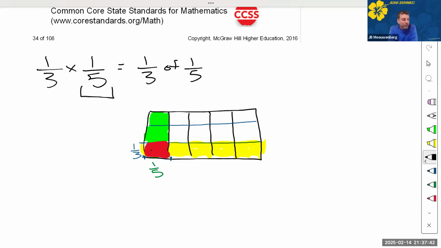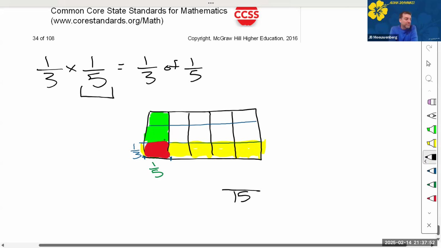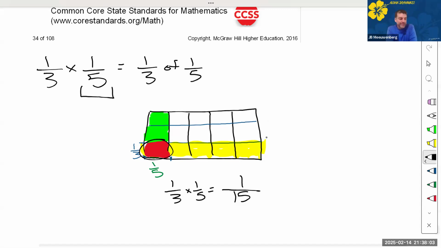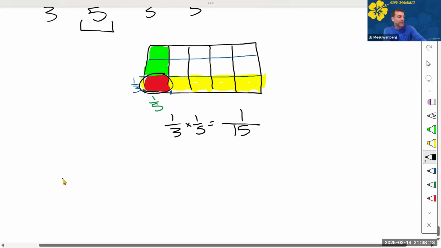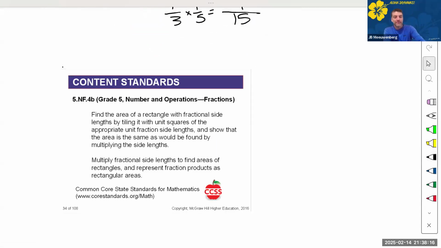And if we compare this little corner to the entire rectangle, how many pieces does our rectangle have now? 5 times 3. And how many of them are shaded? Just that one right there. So we can see from this model that 1/3 times 1/5 is equal to 1 out of 15. That's this representation of an area model. But we can also do this another way. We can look at this same problem another way, not like that, but like this.